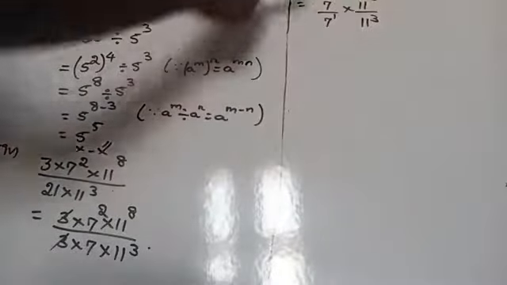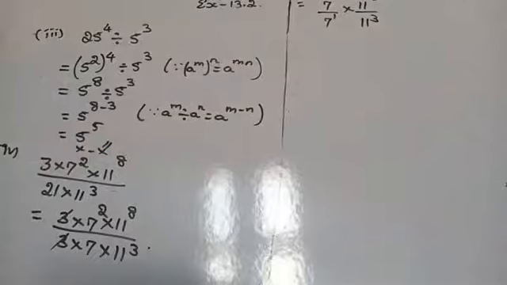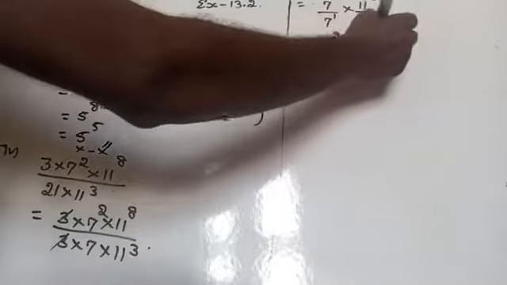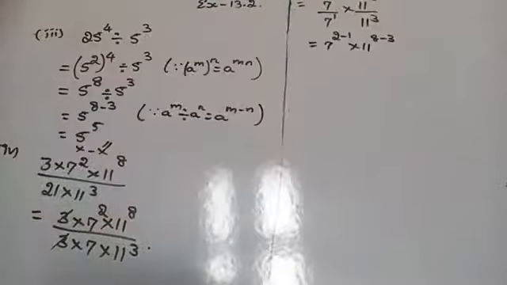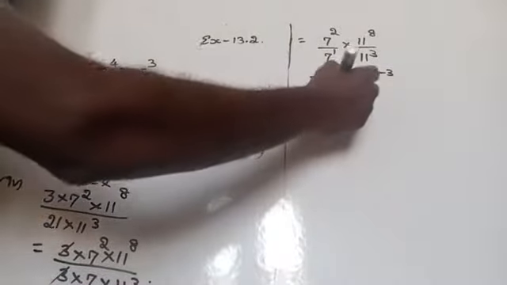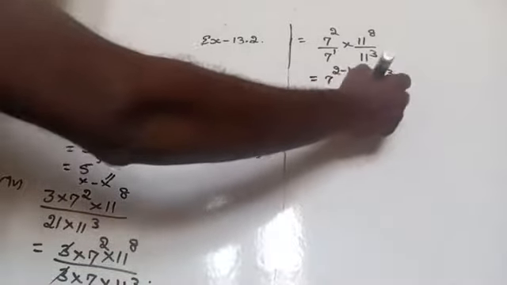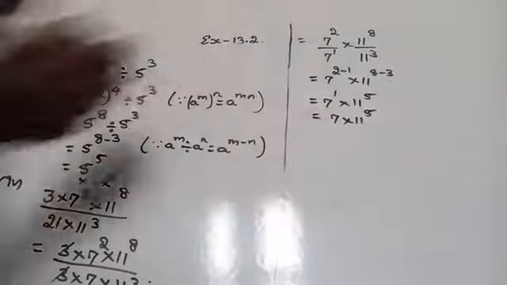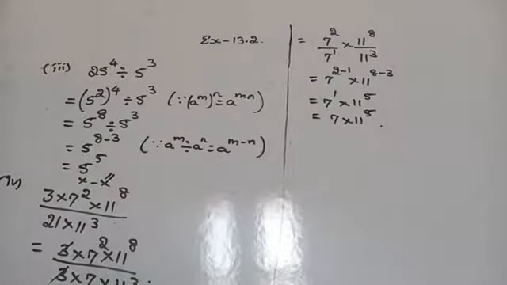So it is in the form of a power m divided by a power n. So you can write a to the power m minus n. That means 7 to the power 2 minus 1 into 11 to the power 8 minus 3. Am I right? So 7 to the power 2 minus 1 is nothing but 7 to the power 1, into 11 to the power 8 minus 3 is 5. That means 7 into 11 to the power 5. That's all. This is your final answer. Am I right? Yes. Now, look at the fifth part in that.